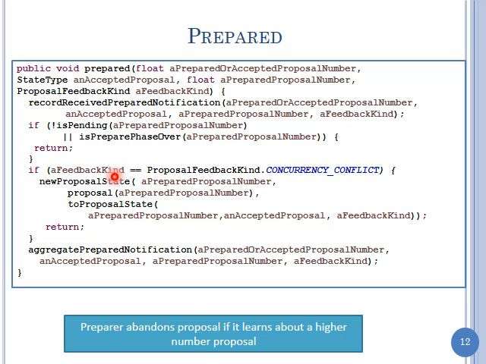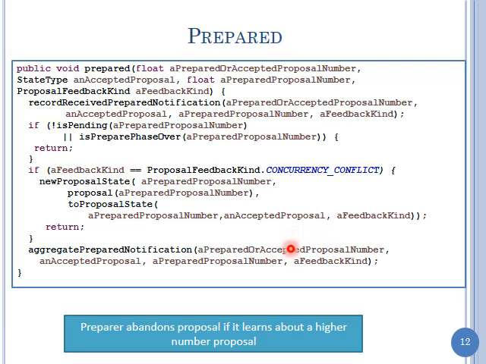Then we check if the feedback kind is concurrency conflict. And if it's concurrency conflict, we'll abandon the proposal because there's another proposal with a higher number, so there's no point doing any more work. And we'll indicate the fact that our proposal is now no longer pending by putting a new proposal state here. That's a function of what feedback we got here, which is of course concurrency conflict.